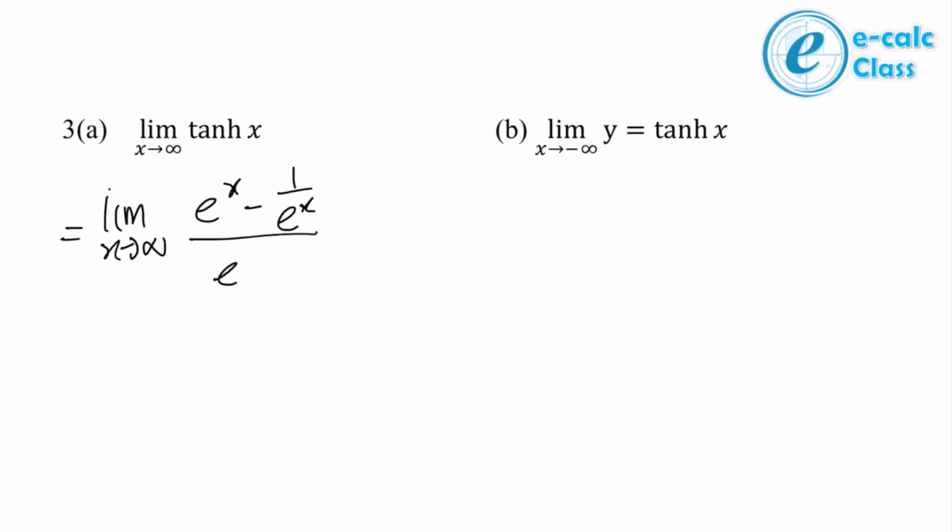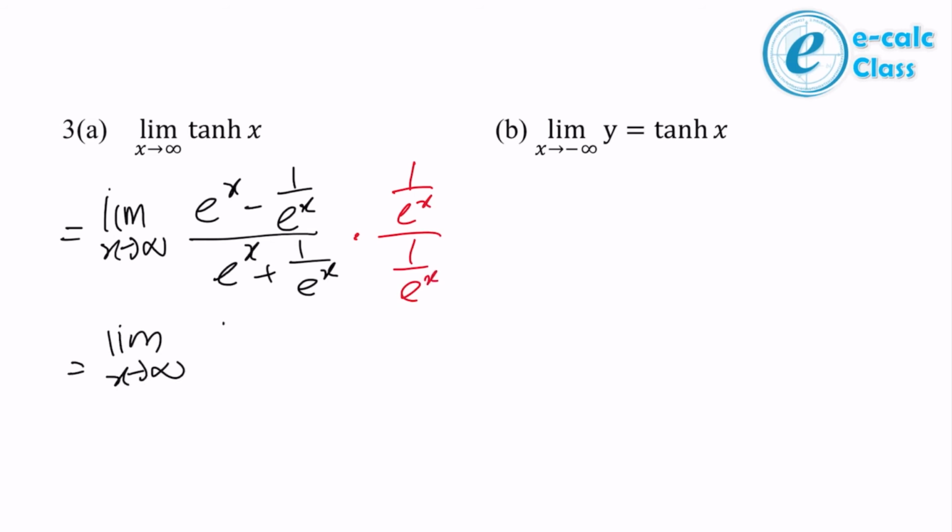Okay, e to the x plus 1 over e to the x. But you can't directly put in infinity. Actually you can, but it is not nice because you have infinity over infinity, which will result in L'Hopital's rule. So what I do, I divide both top and bottom by 1 over e to the x. Okay, and you see what happened. The limit as x goes to infinity of 1 minus 1 over e to the 2x, which I don't have to worry about, isn't it? Because I'm taking it to infinity.